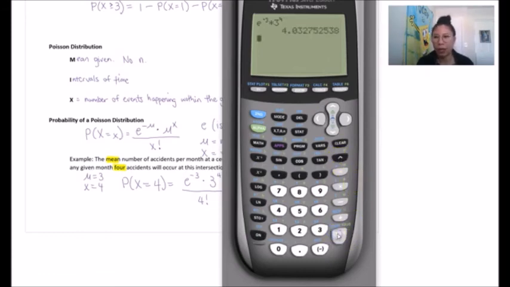Okay, I'll find that number first. I get some decimal, cool. We are dividing by 4 factorial. So 4, and then the factorial button is found under math. Go over to PRB. It's the 4th one. And then enter, we get 0.1680.